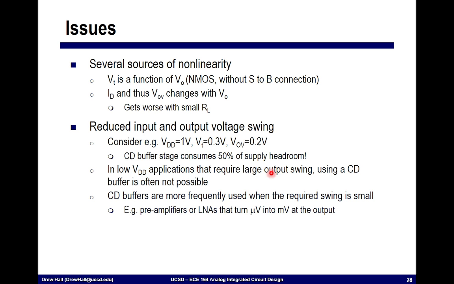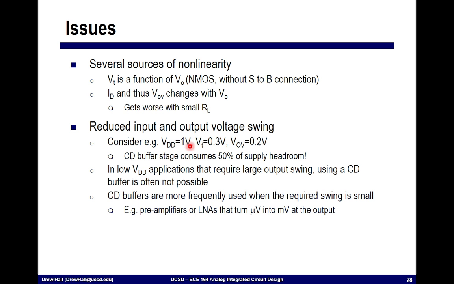So there's a few issues with this circuit. One of them that we touched upon in homework 1 is that there's a couple of sources of nonlinearity. The nonlinearities come from VT being a function of V out. So essentially we're wiggling up and down VBS, and this is effectively changing VT, okay? Which then changes ID and VOV. They all change with respect to V out. Okay? And this problem is only exacerbated once we have small load resistances.